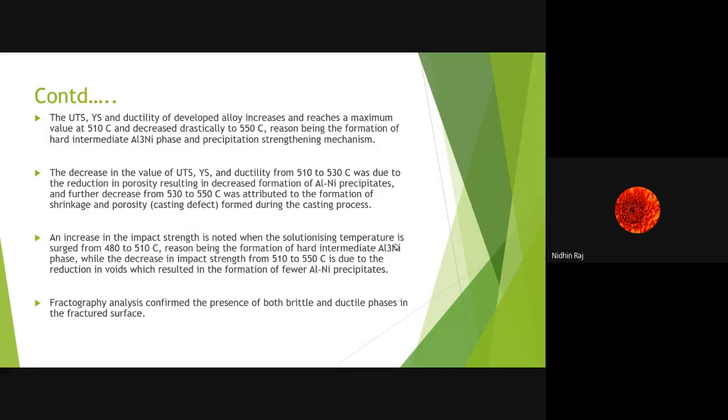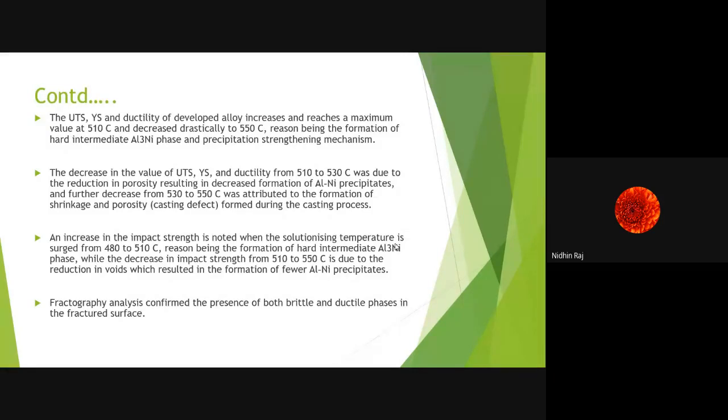The decrease in the value of ultimate tensile strength, yield strength, as well as ductility from 510 to 530 degrees Celsius was due to the reduction in porosity, resulting in decreased formation of aluminum and nickel phases, I mean precipitates. And the further decrease from 530 to 550 was because of the formation of shrinkage and porosity, the usual casting defects formed during the casting process, as well as the coarsening of precipitates.